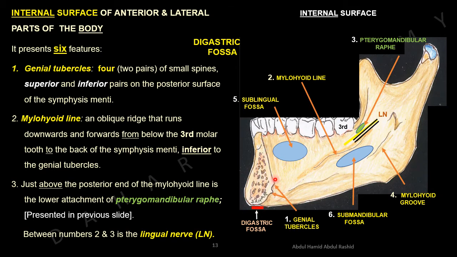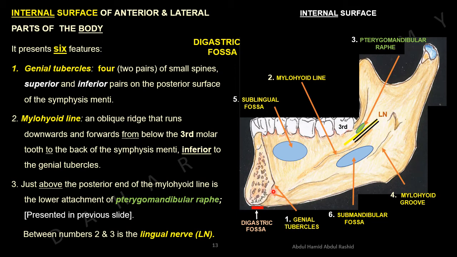On the internal surface of the symphysis menti, we have two pairs, that is 4 in number, of small spines here. That is altogether 4 small spines called genial tubercles. You can see here the superior 2 genial tubercles and the inferior 2 genial tubercles.